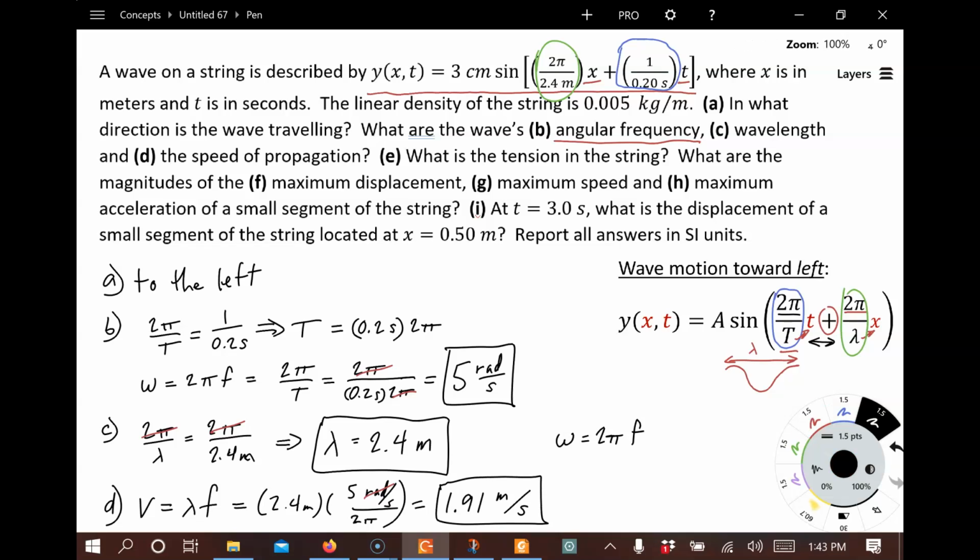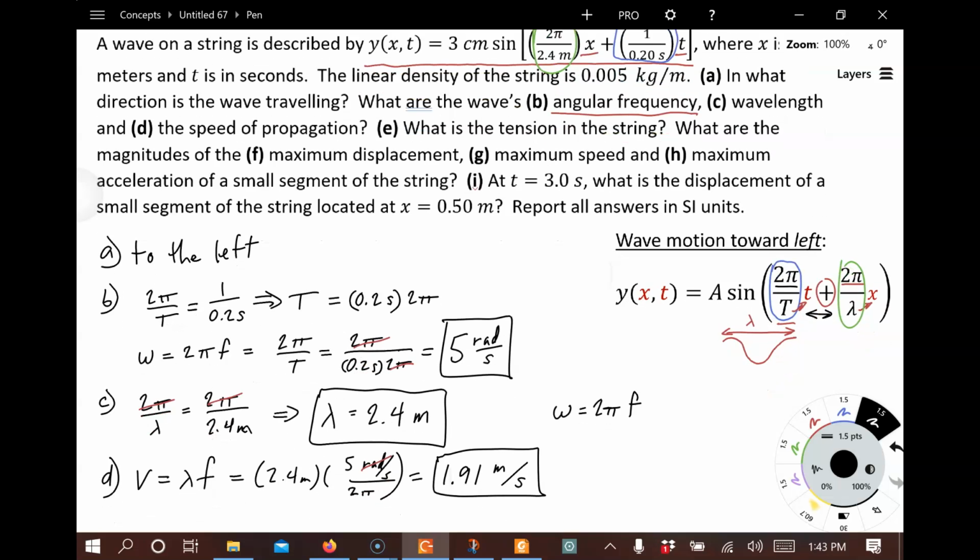All right, let's move on here. Part E, what is the tension in the string?